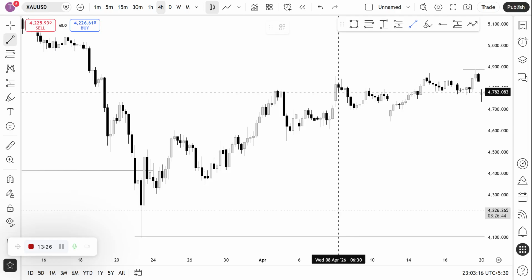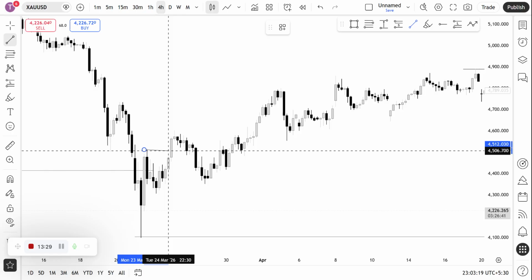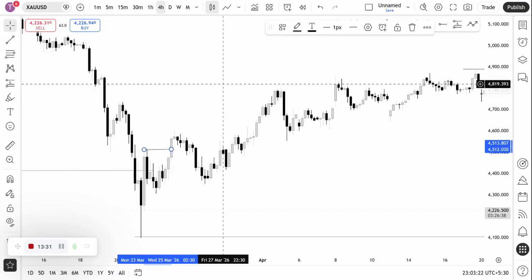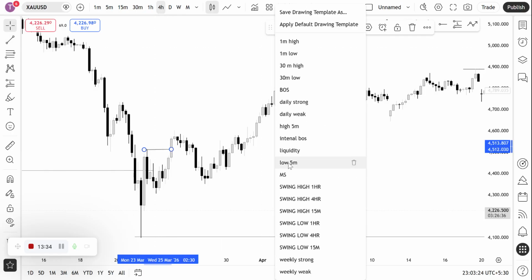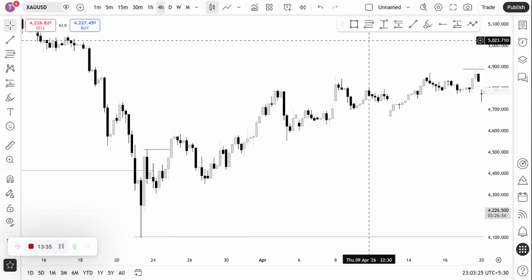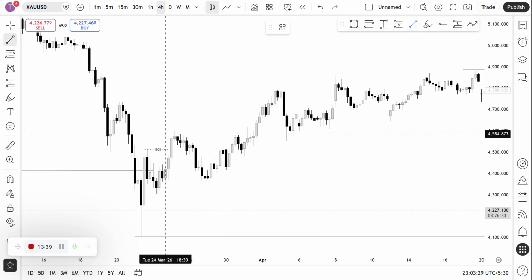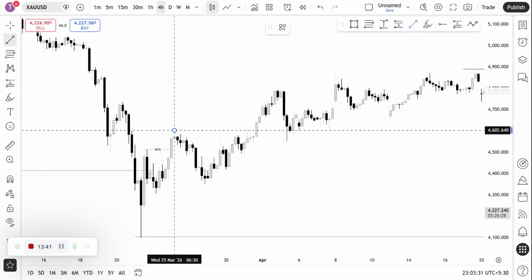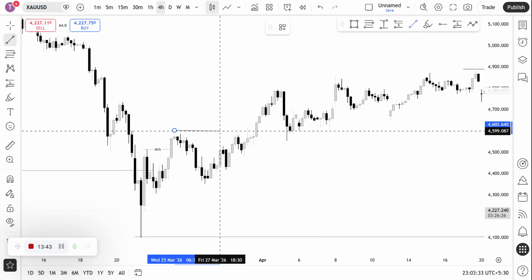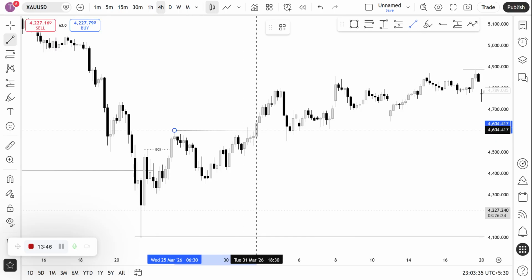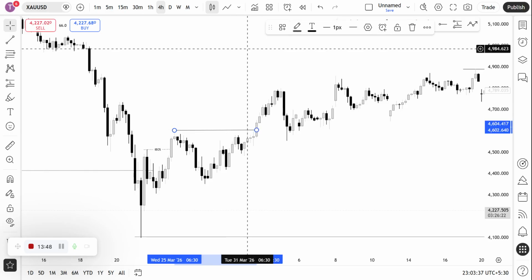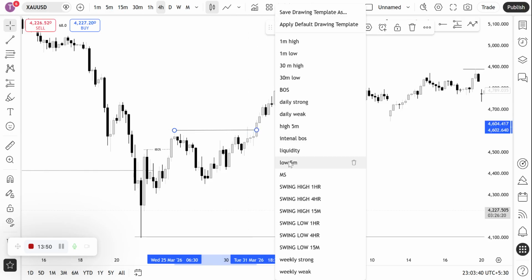As you can see, the market was moving to the upside. It breaks the structure right there. Okay, so this is my internal market structure. And then what happened? It comes down here, and then this is the highest point. So which means if this highest point is broken, that is a break of structure. So this one is a break of structure.